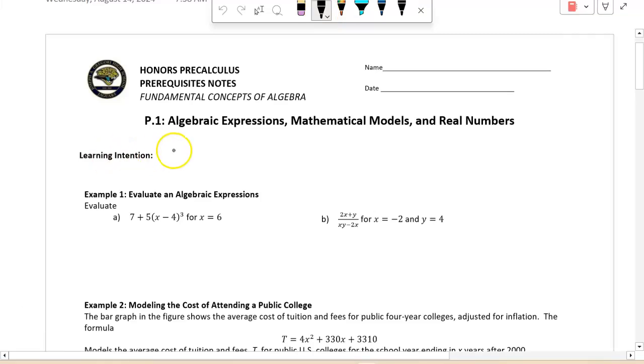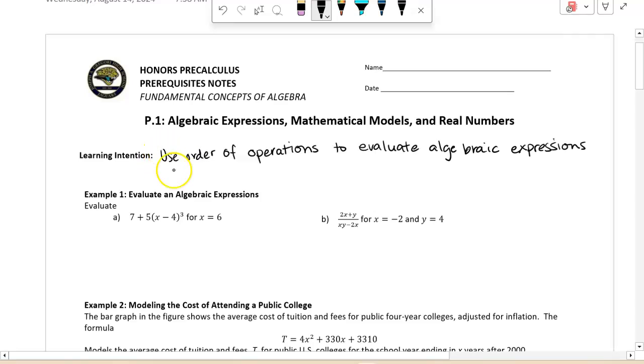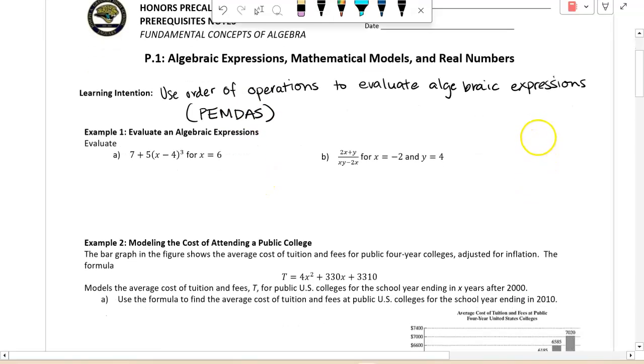In this lesson, we are using order of operations to evaluate algebraic expressions, so that's going to be the learning intention. And remember, order of operations is PEMDAS, which you may have learned before. P stands for parentheses, E is exponents, and then M and D are multiply and divide, which you can do in either order, and then A and S are add and subtract, which also can be done in either order.